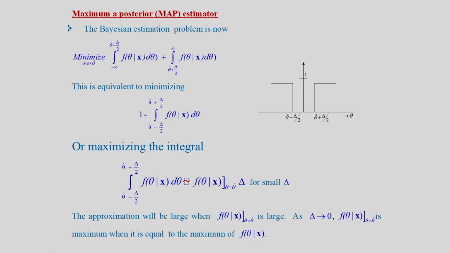And this we can approximate as f of theta given x at point theta equal to theta hat into delta for small delta, because our delta is very small. Therefore, this integral we can approximate by this expression. Now, consider this approximation. Delta is a constant. Therefore, this approximation will be large whenever this quantity is large, and as delta tends to 0, f of theta given x at theta equal to theta hat is maximum when it is equal to the maximum of f of theta given x.